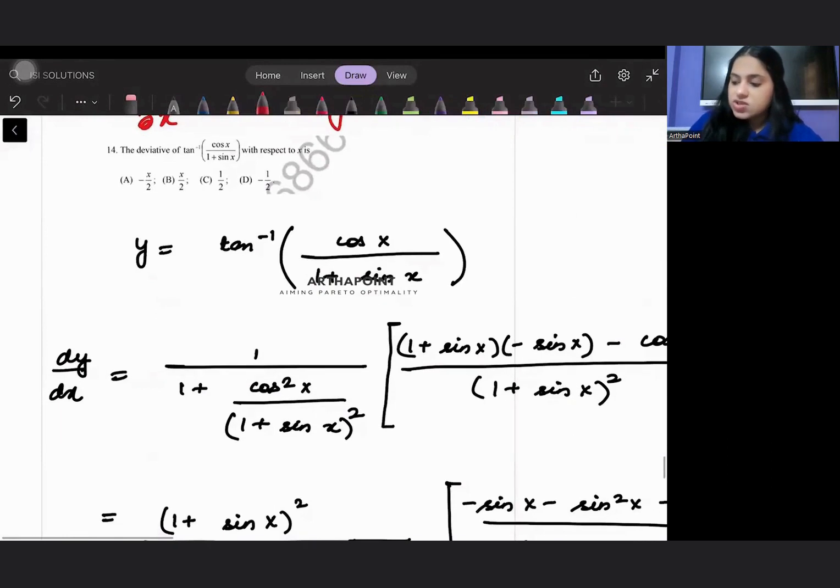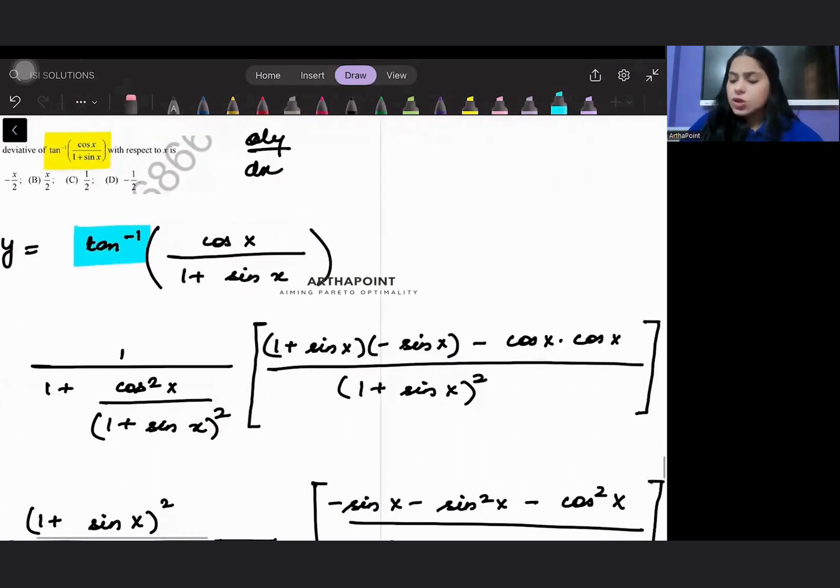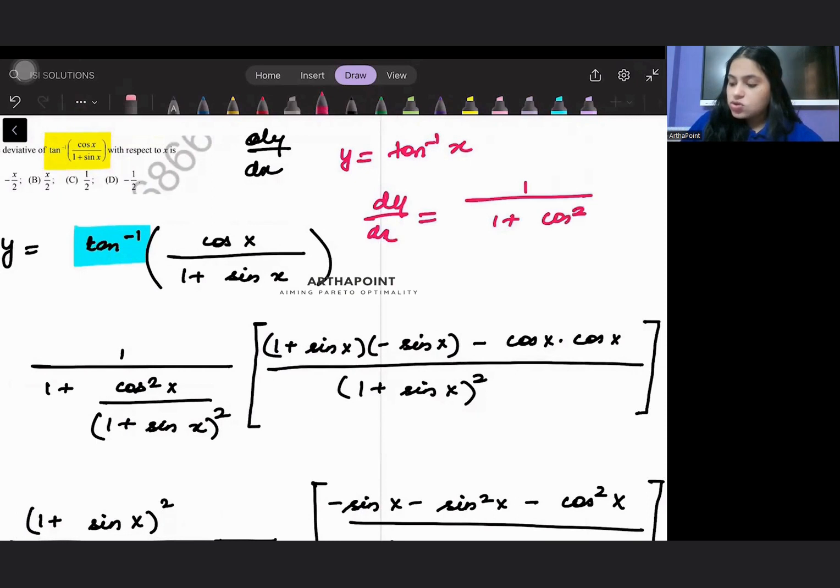This is pretty simple. This is just asking us to find the derivative of tan inverse of cos x upon 1 plus sin x. So actually you just have to use the very simple property of differentiation. We will differentiate one by one. So I need to find out dy by dx, y with respect to x. First of all, I will find the differentiation of tan inverse. Whenever you have to do the differentiation of tan inverse x, then dy by dx is given by 1 upon 1 plus x square.